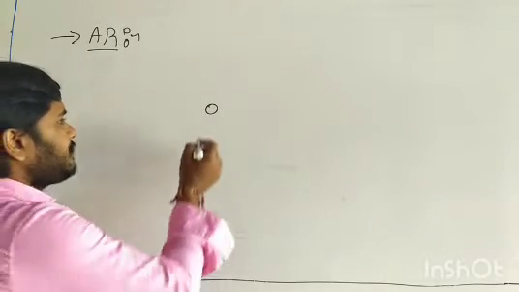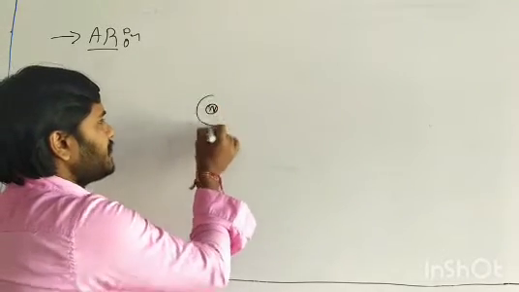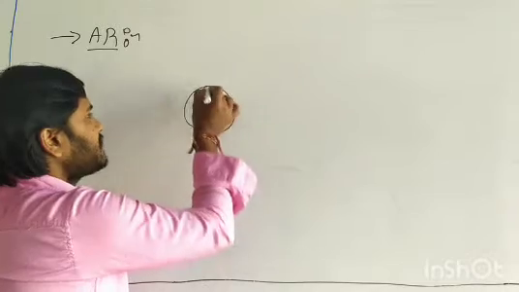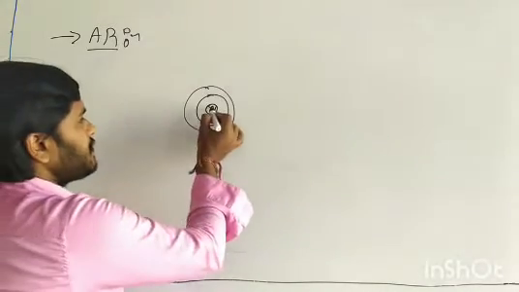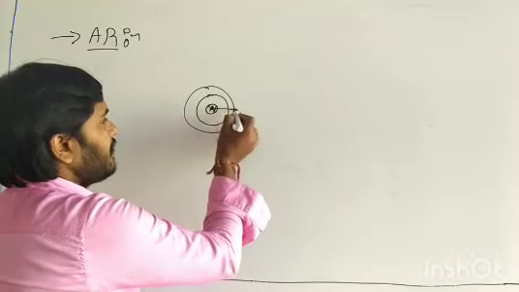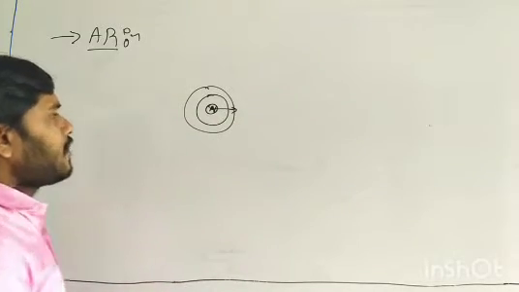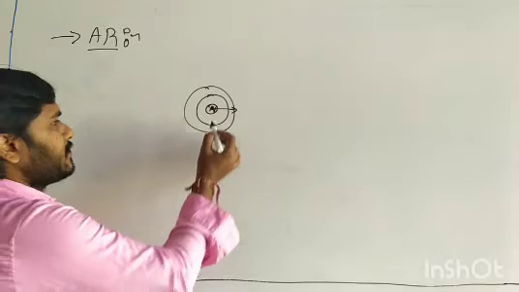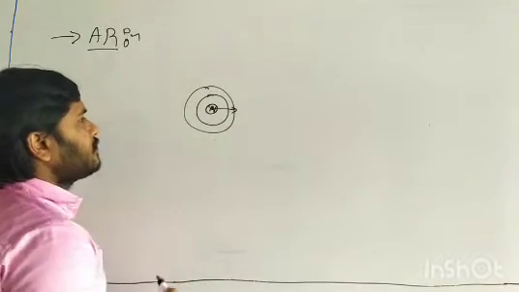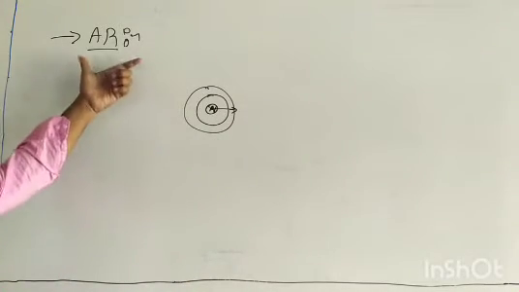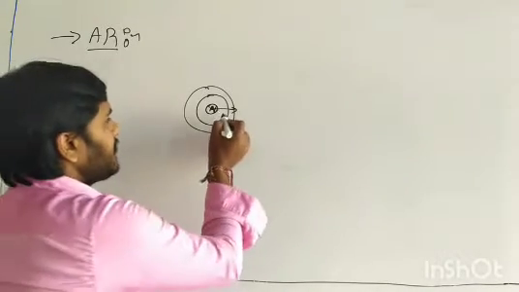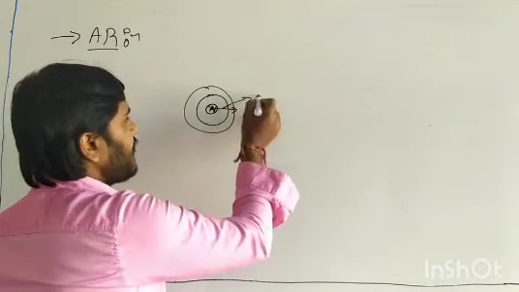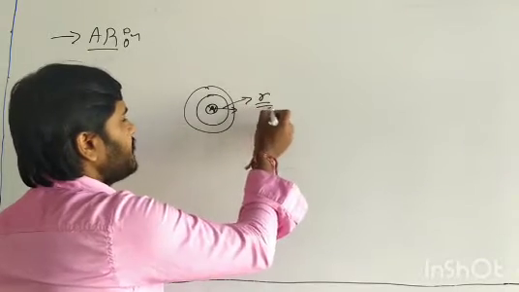An atom consists of a nucleus and electrons, right guys? Atomic radius means the distance from the nucleus to its outermost orbit. The distance from the nucleus to its outermost orbit is called an atomic radius. But determining this distance is very difficult.